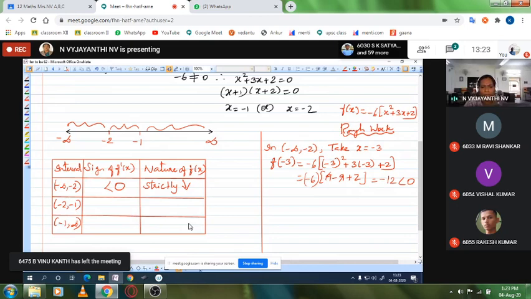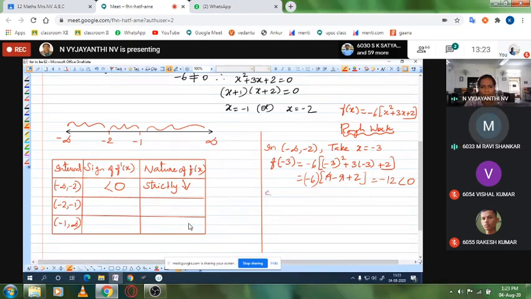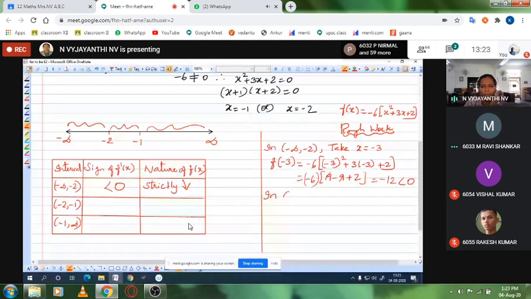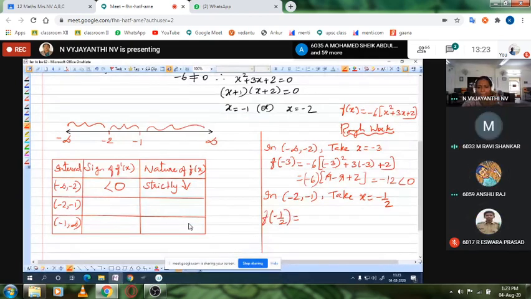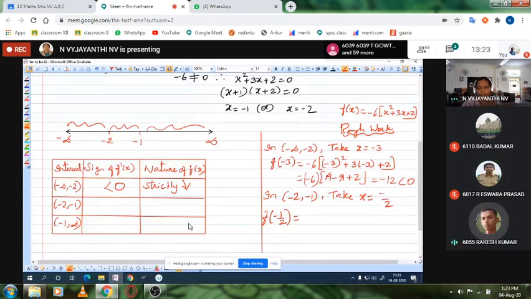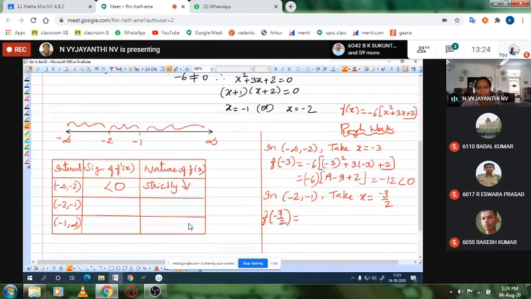So next, let us consider minus 2 comma minus 1. What value do we have to take for x now? Minus 3 by 2. Very good, minus 3 by 2, because it falls in this interval.